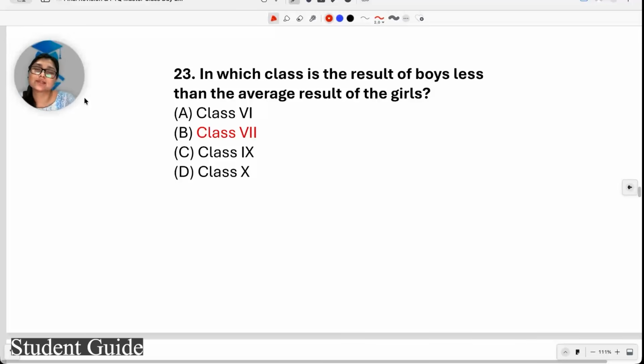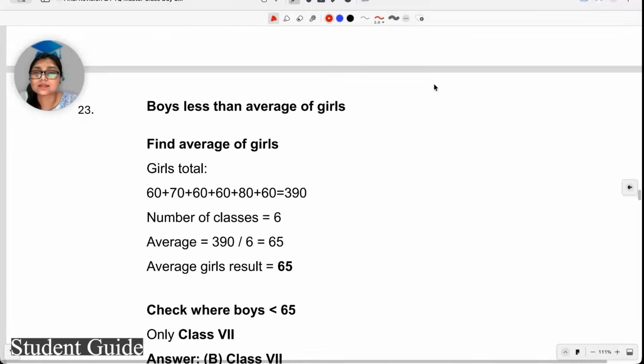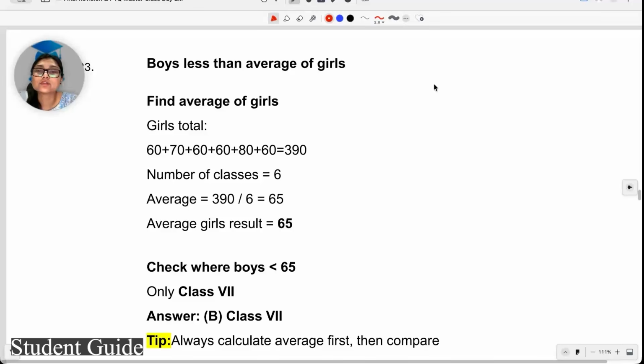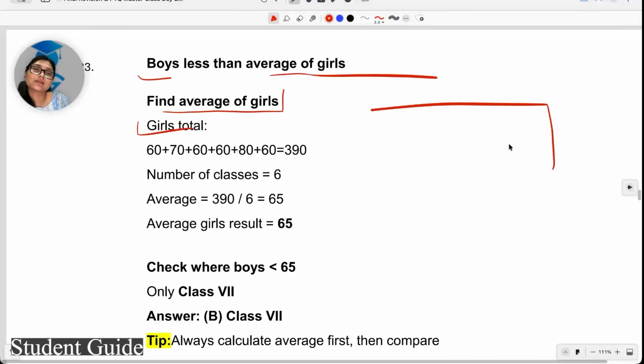One more question is there. It is asking in which class is the result of boys less than the average results of girls. So for this question, what we need to do, quickly understand this one from this explanation slide. So yeah, so boys less than average of girls. So find the average of girls first. So you need to get the, for example, this one was the table, boys, then girls. So you need to get the total of it.